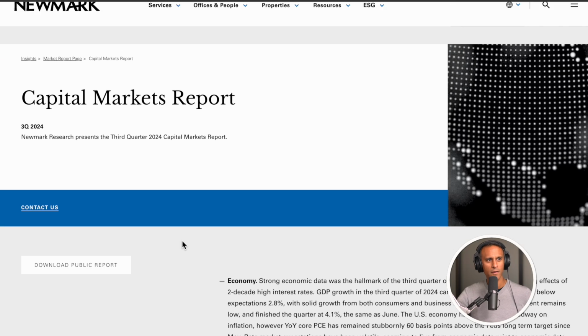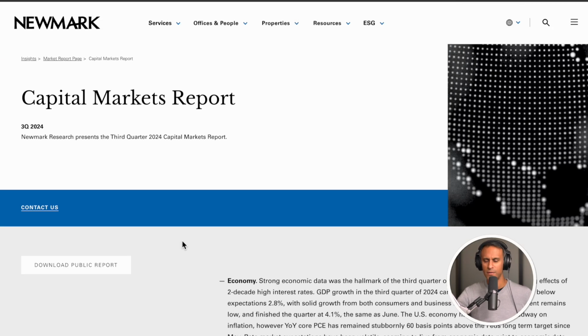There's even lots of research out there where you can look at capital markets. Like Newmark does a capital markets report that's free, and it's like 50, 60 pages for anybody who's looking to get educated on it. There's lots of free research out there for this type of information that comes up later when we get into that pro forma phase.